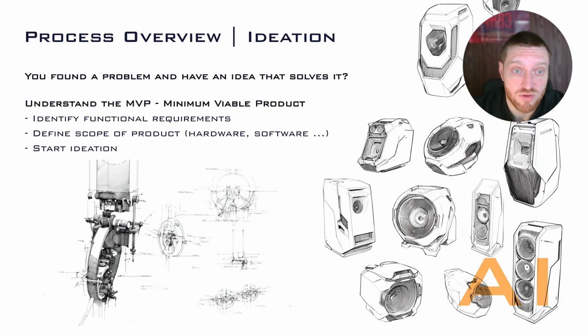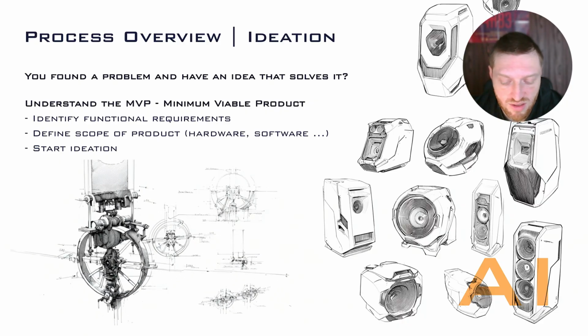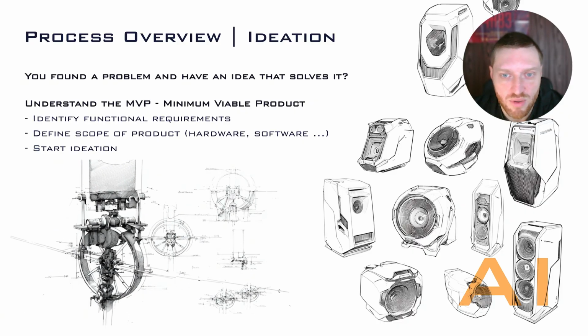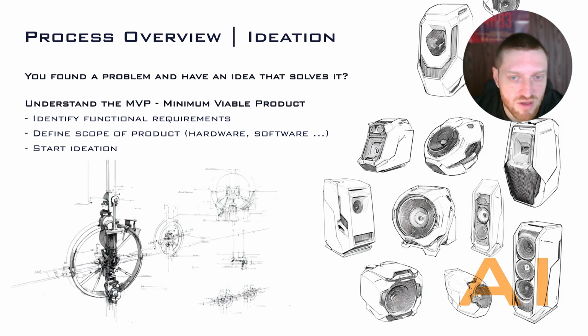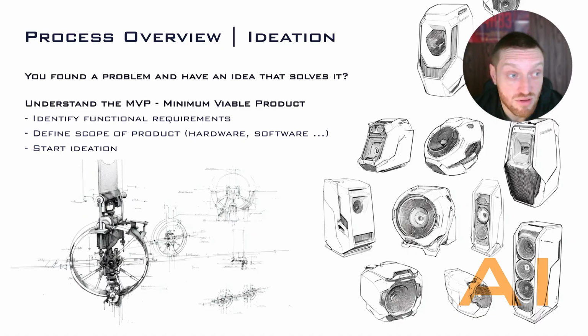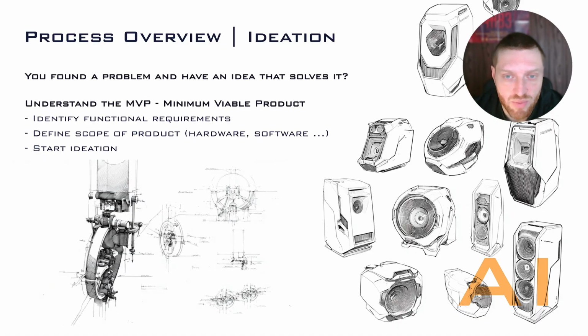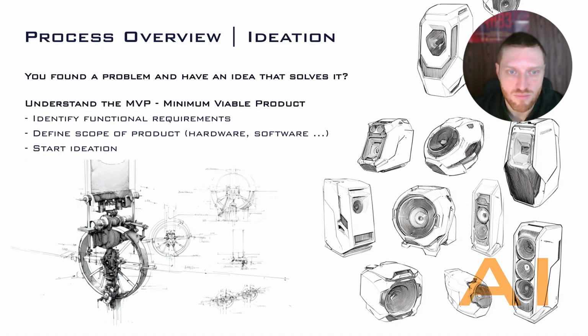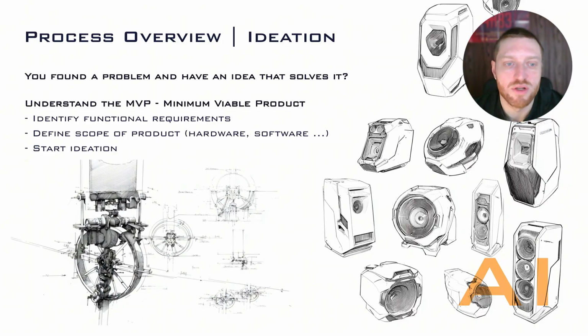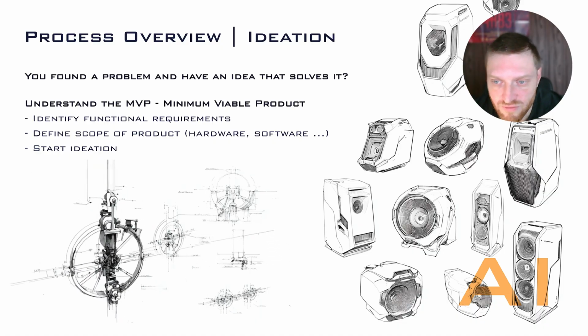So you also want to define the scope of the product as a whole, like the hardware. So what parts, what components are relevant for this product, but also in terms of software. Do you need software? If so, what's the dimension and scope of the software? Do you need an actual app that runs on it, or is it very basic code that you could potentially do yourself? So if you have a better idea about those things, you can actually go in and start ideating, sketching out the first ideas.